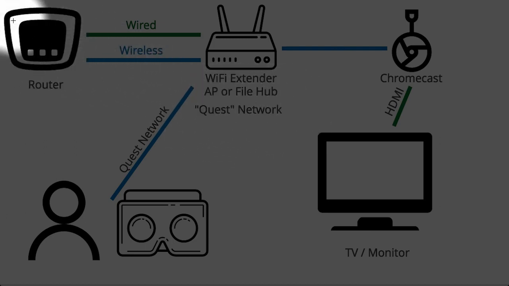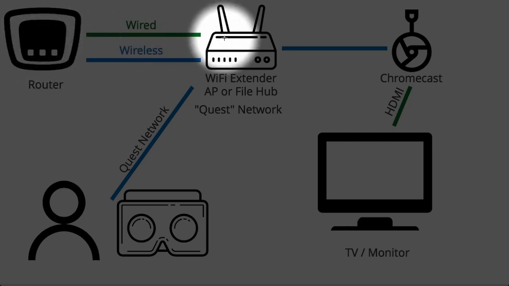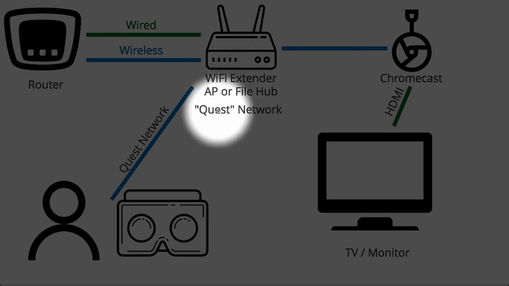So take your router modem combo and either wire connect that using an Ethernet cable to an access point or a file hub, or connect it wirelessly, or it could be wired depending on which one you get, to a Wi-Fi extender. So that's step one. And go ahead and set that Wi-Fi extender or that access point and give it a name. I name it Quest just because it's easier this way and there's no confusion there.